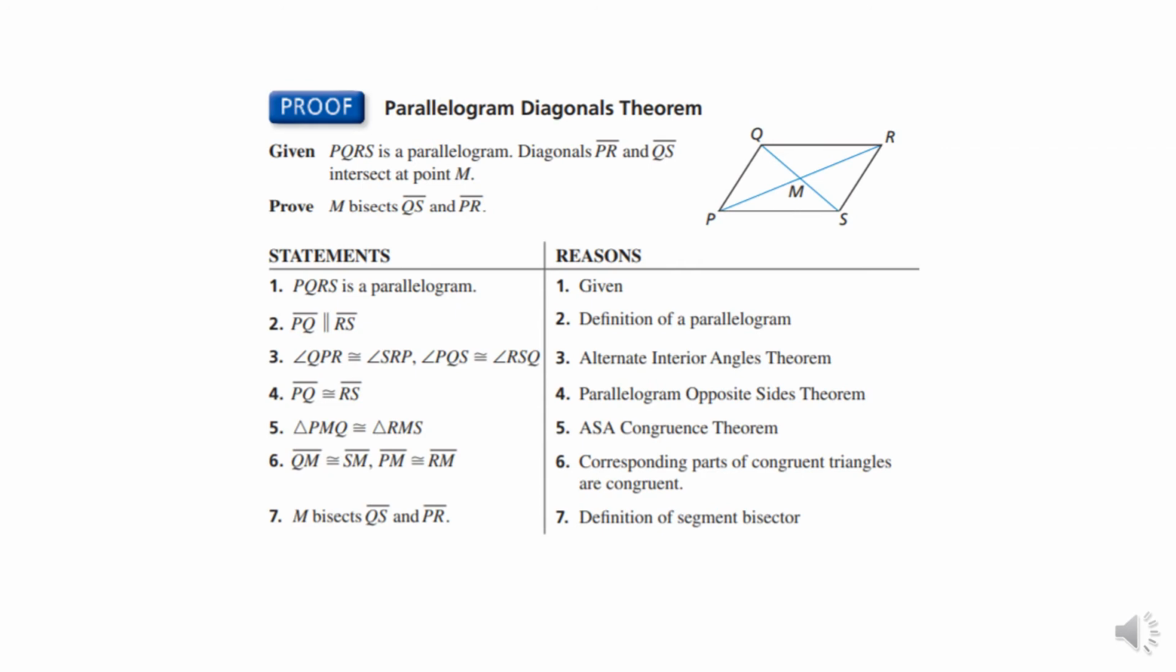Okay, again, here's a proof for you to look at. This is the parallelogram diagonals theorem. So notice what they give you, and then you have to prove that M bisects QS. So I'm going to leave you, push pause, and look through this. Make sure you understand the reasoning, and then we can move on when you're ready.